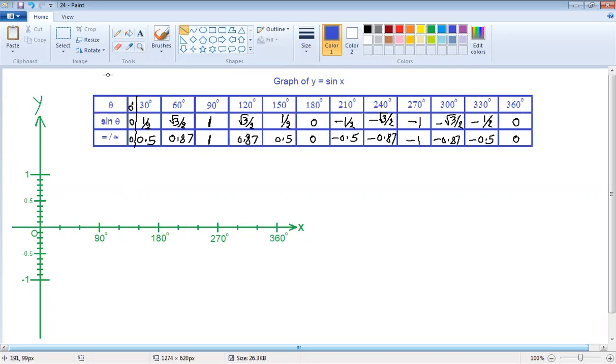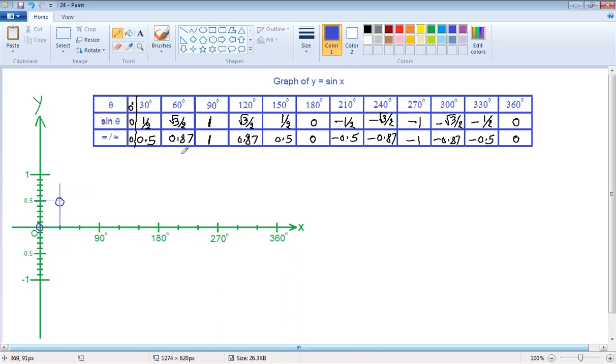So first of all, sine of 0 is 0. This is the point. For sine of 30-degree, I draw a line perpendicular from this 30-degree position. What happens? Yes. And sine of 30 degrees is 0.5. So I draw a line from the 0.5 position. So this is the position of the sine 30-degree value.